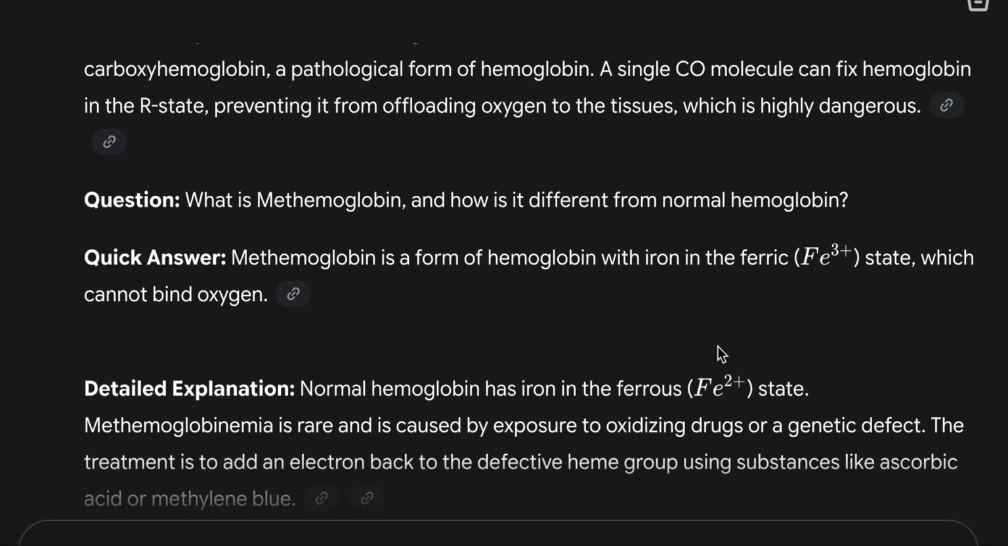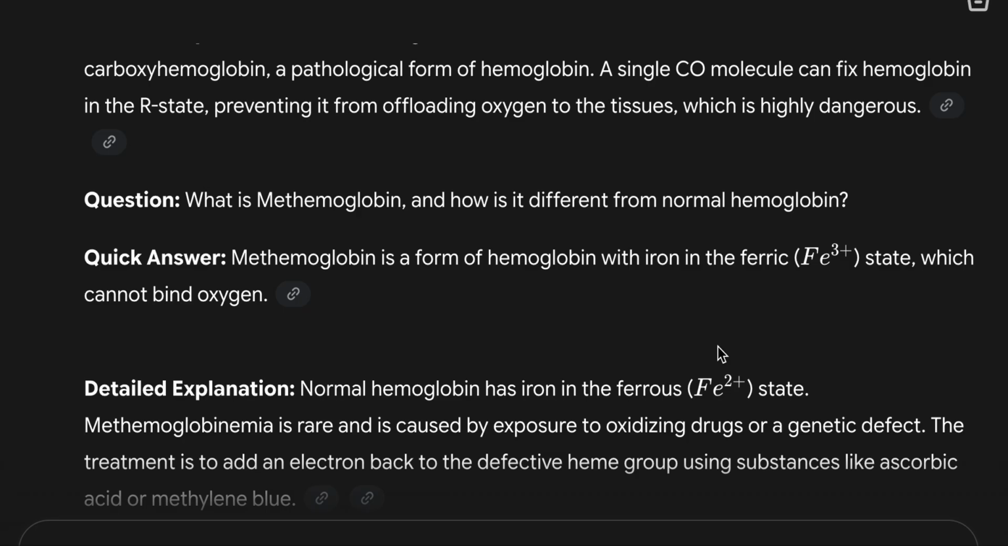What is methemoglobin? Oh my gosh, methemoglobin. I need to take a break. And how is it different from normal hemoglobin? Methemoglobin is a form of hemoglobin with iron in the ferric Fe3 plus state, which cannot bind to oxygen.